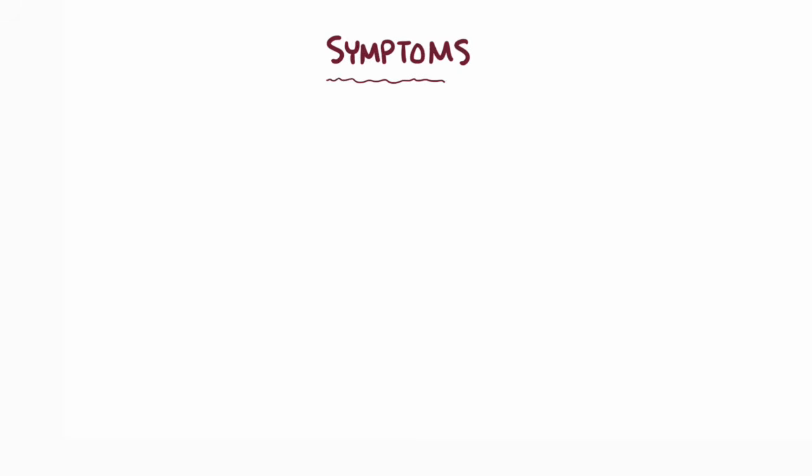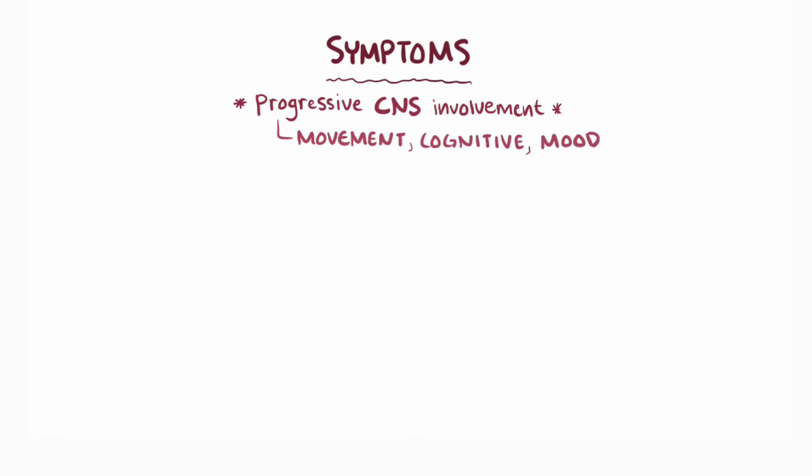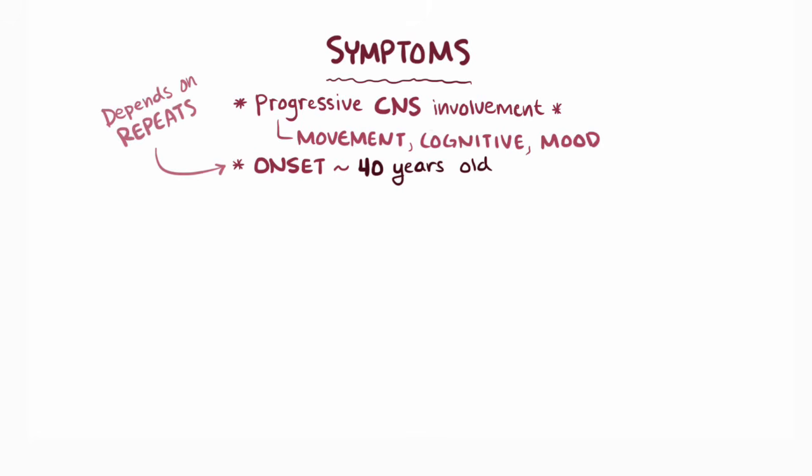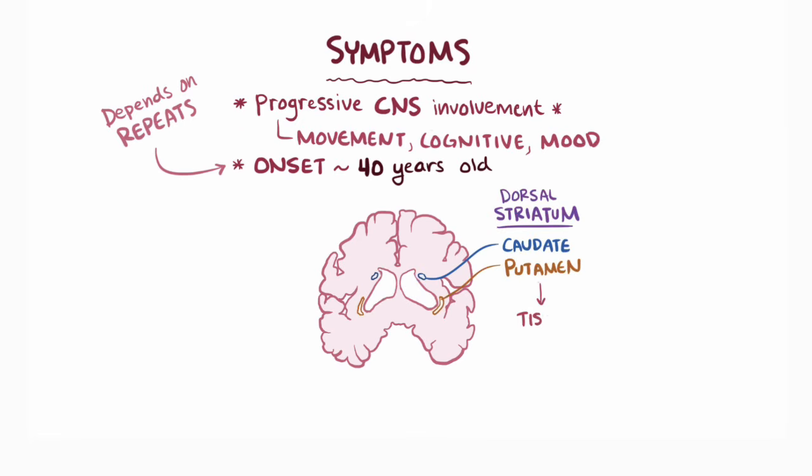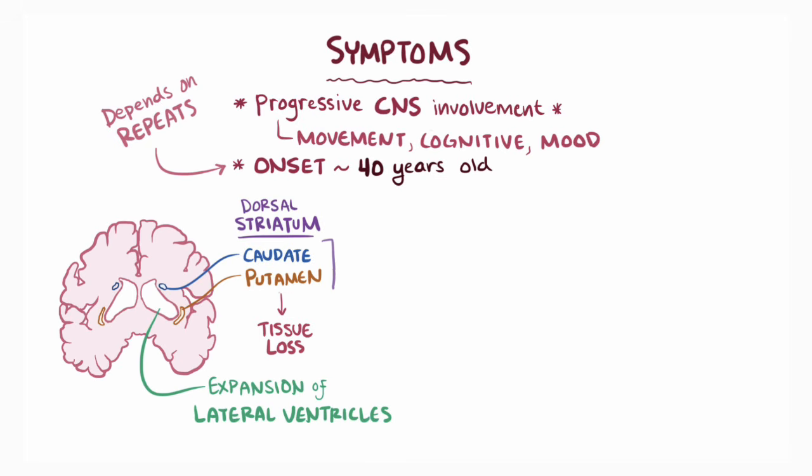Now, the symptoms of Huntington disease involve progressive central nervous system disturbances, including movement, cognitive, and mood symptoms. The average age of onset is around 40 years old, although remember that the age of onset depends on the number of CAG repeats. Over time, if enough of the neurons die in the caudate and putamen, which together form the dorsal striatum, then it can cause actual loss of brain tissue volume in that area and expansion of the lateral ventricles. These areas play an important role in movement, particularly inhibiting it.